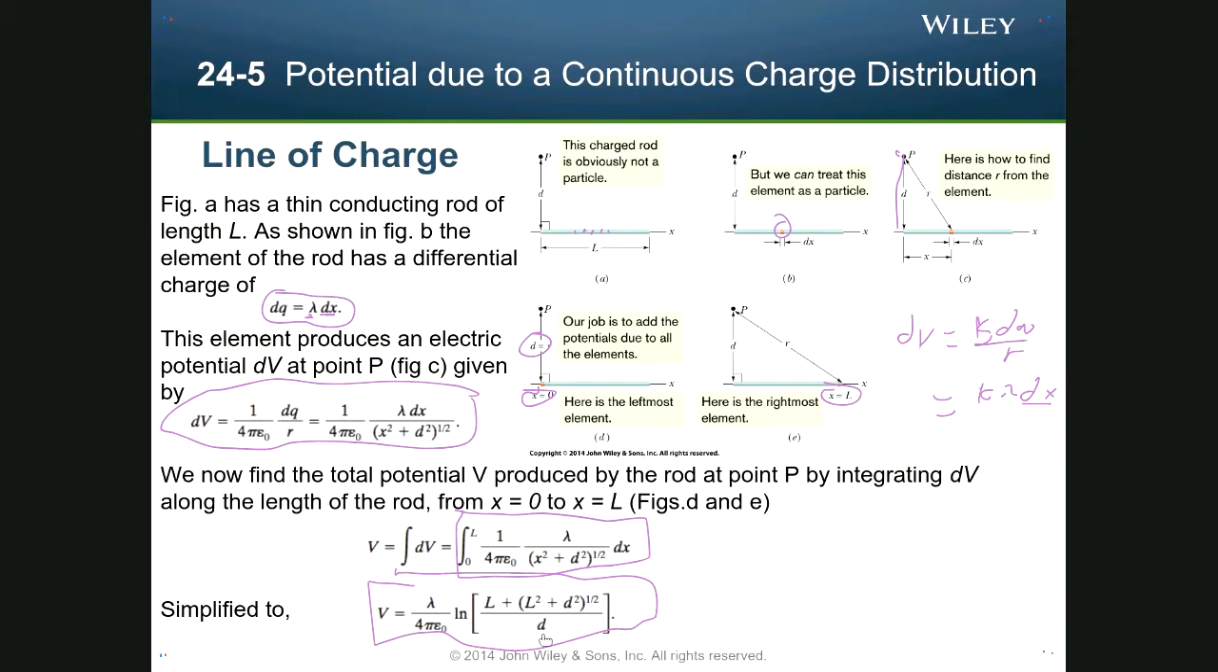Okay? Questions about the line of charge and what we're looking at? Okay, good. I'll give it a couple more seconds to see if someone types something in.